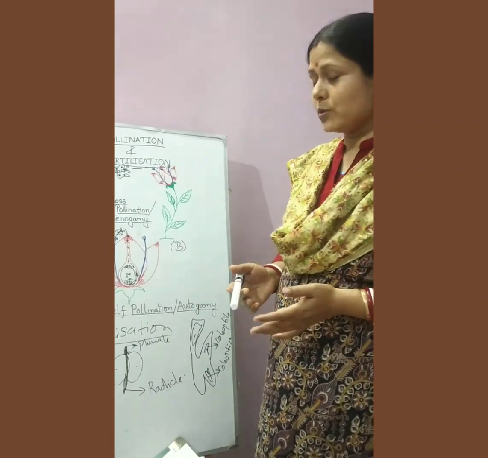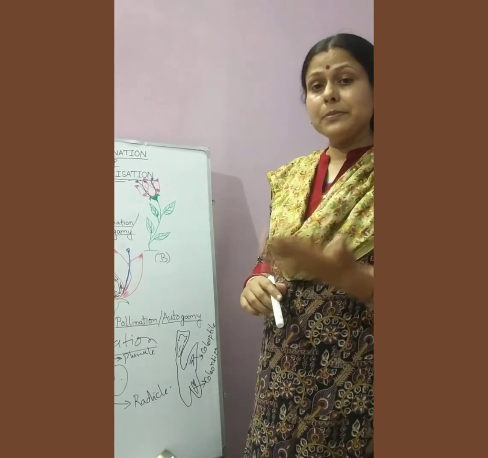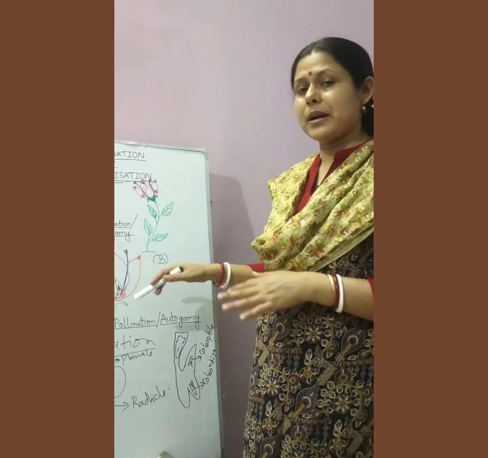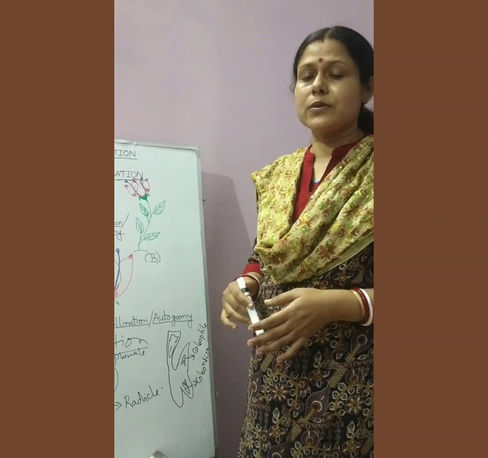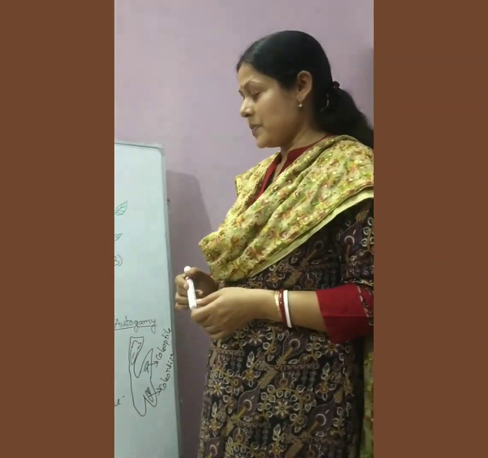Why do we call them false fruit? Because here the ovary is not participating in the formation of fruit. Here some other parts of the flower other than the ovary are taking part in the formation of fruit. So we call them false fruit. Examples are apple, strawberry, pear, etc.